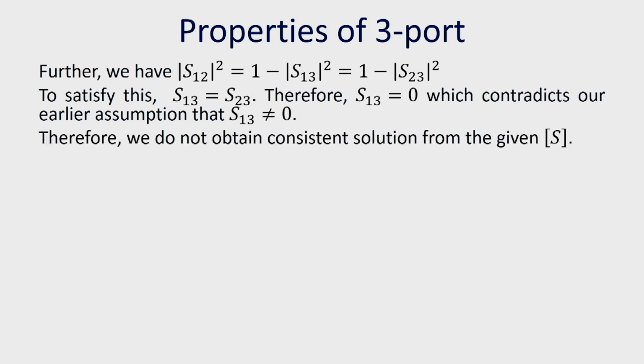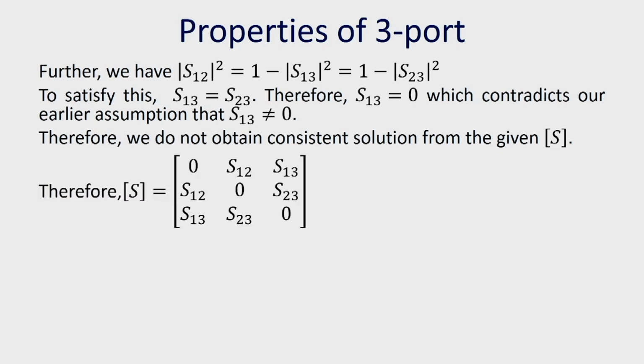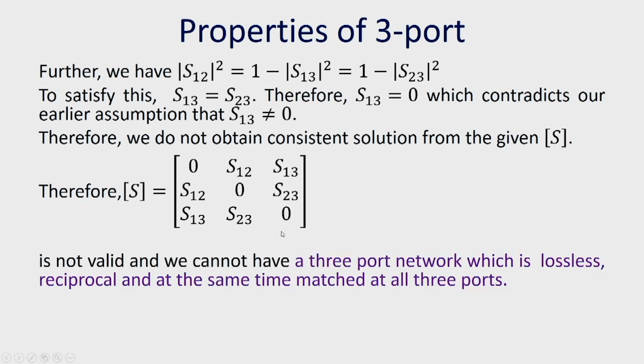Therefore, we cannot obtain a consistent solution with the given form of S matrix, and therefore this S matrix, which is reciprocal and matched at all 3 ports, cannot be lossless. We make this statement: for a 3-port network which is lossless, reciprocal and at the same time matched at all 3 ports, we cannot have a solution for the S matrix.